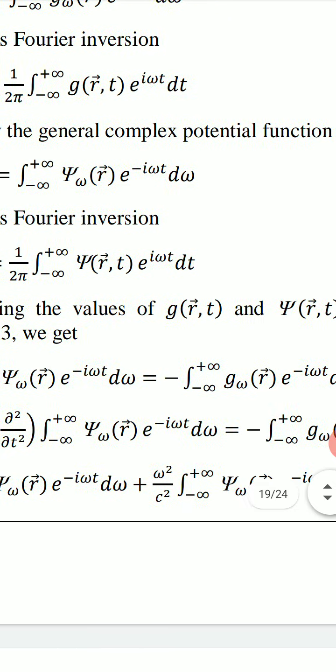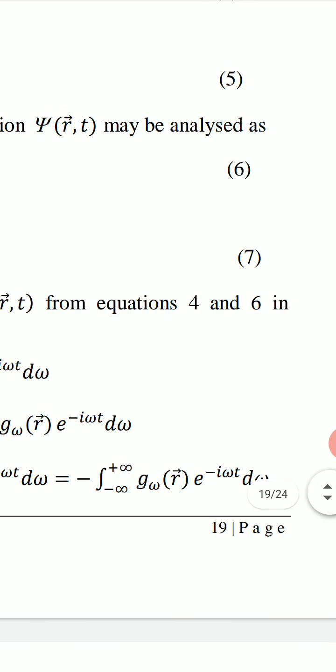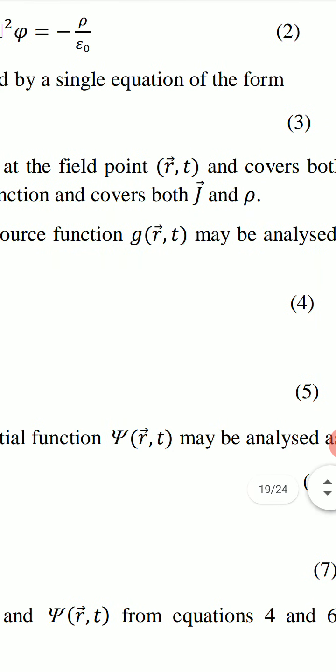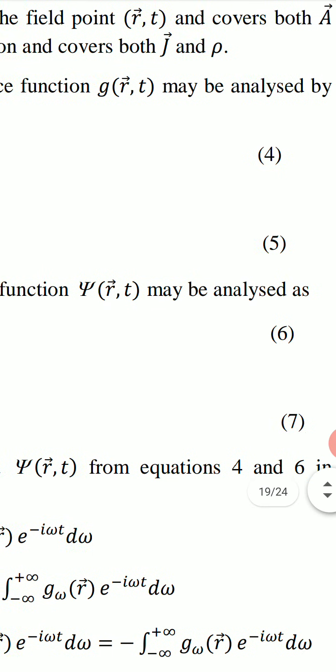Substituting the values of g(r,t) and psi(r,t) from equations 4 and 6 in equation 3, we get D'Alembertian psi equal to minus g. Here we substitute the values of psi(r,t) from equation 6 and g(r,t) from equation 4.